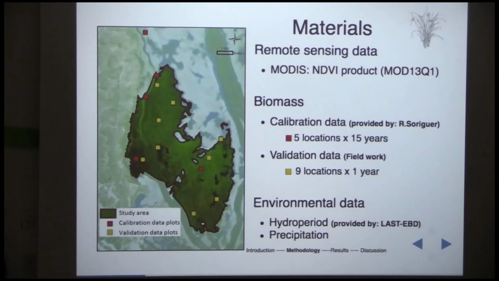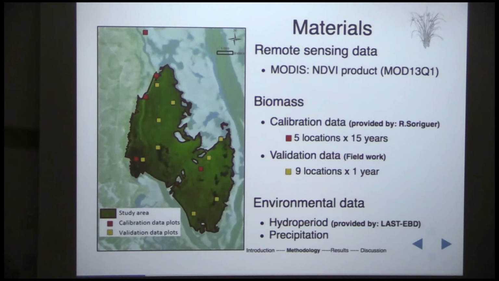We use remote sensing data. Of remote sensing data, we use the NDVI product of MODIS. For who doesn't know, the NDVI is the near-infrared red reflectance ratio. MODIS gives us an image every 16 days, and we have information since 2000 till the present day.